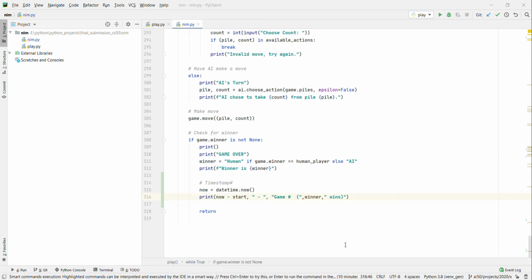This is part of the Harvard course Introduction to Artificial Intelligence using Python. As part of this assignment, we are building a Nim game using reinforcement learning. It is actually the Q-learning algorithm. Initially, we are training the AI to play the Nim game through reinforcement learning, and then the AI will be playing its move using these Q values. So let's start.